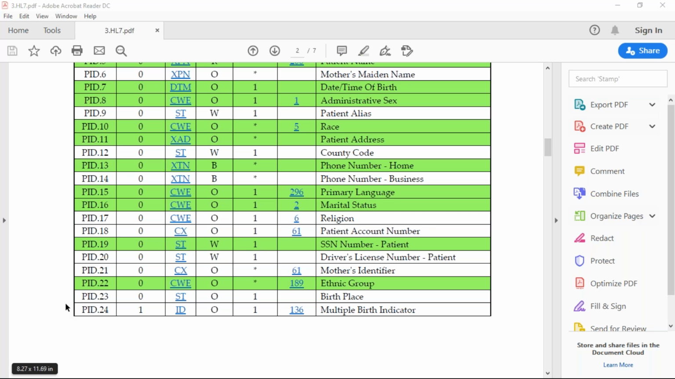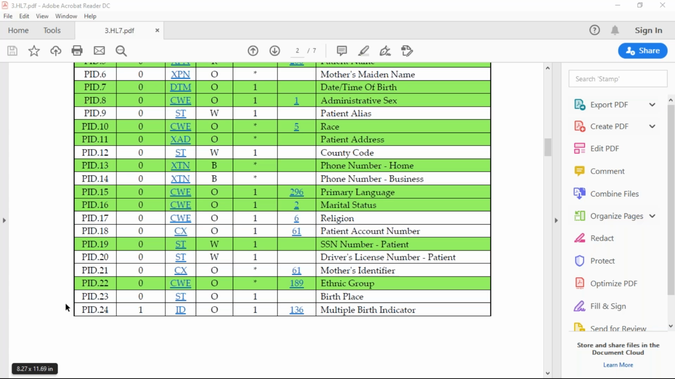So next is PID 10. PID 10 is the race value. So we do send the race information in PID 10. And then PID 11, which is patient address. So you will see both the mailing address as well as the email address in PID 11. Then in PID 13, we have the phone number. And PID 14 has the business phone number.